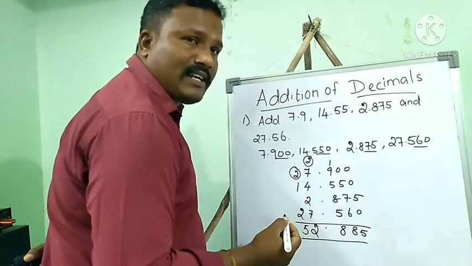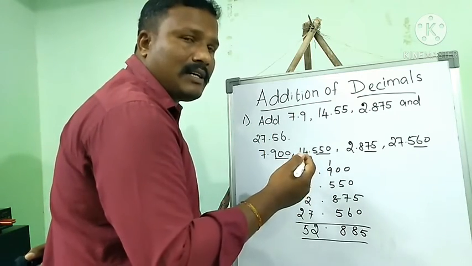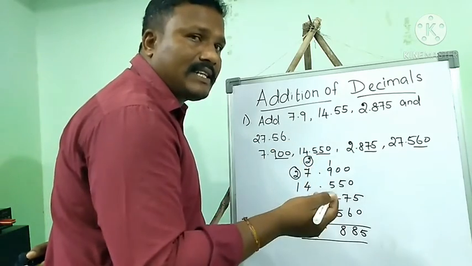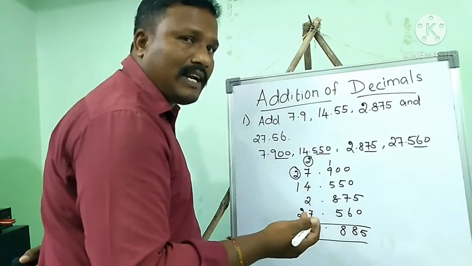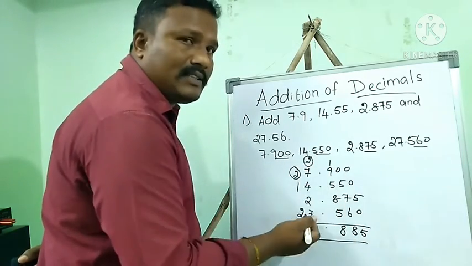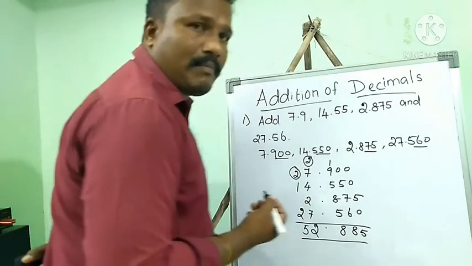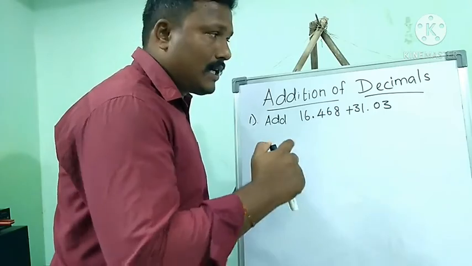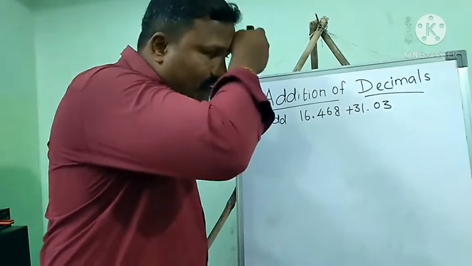So I hope you understand how to add unlike decimal numbers. First you have to convert to like decimals, then arrange the numbers column-wise and add as in normal addition. Then you get the sum of the decimal numbers. Okay students, for your understanding, I am going to give a solution for another example.